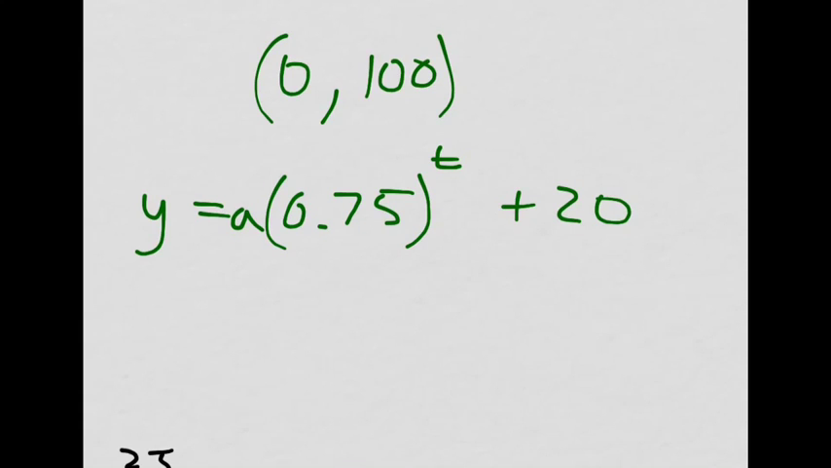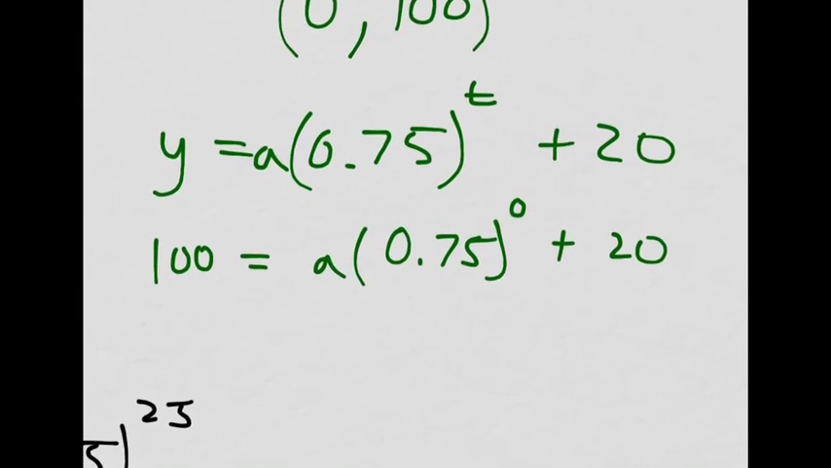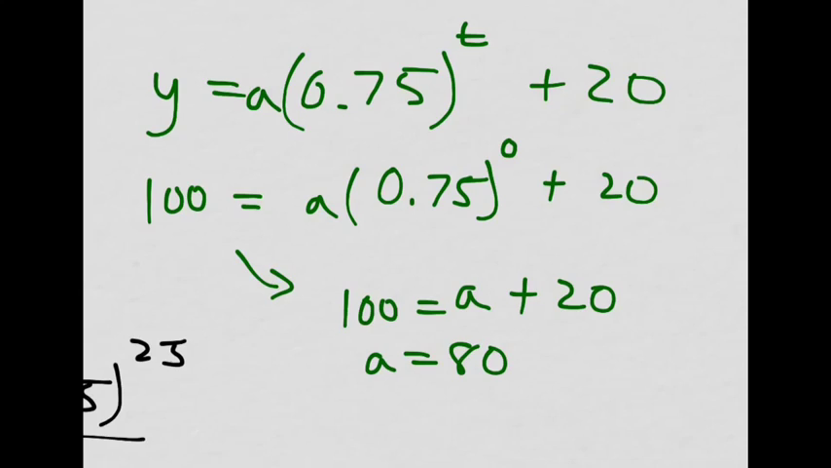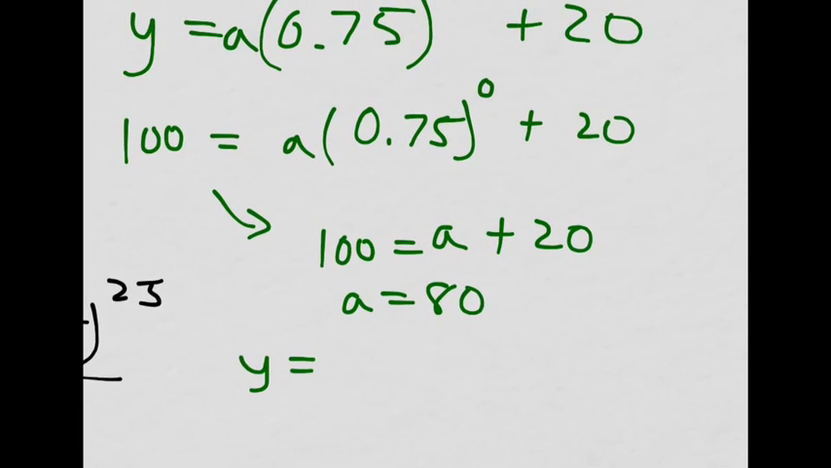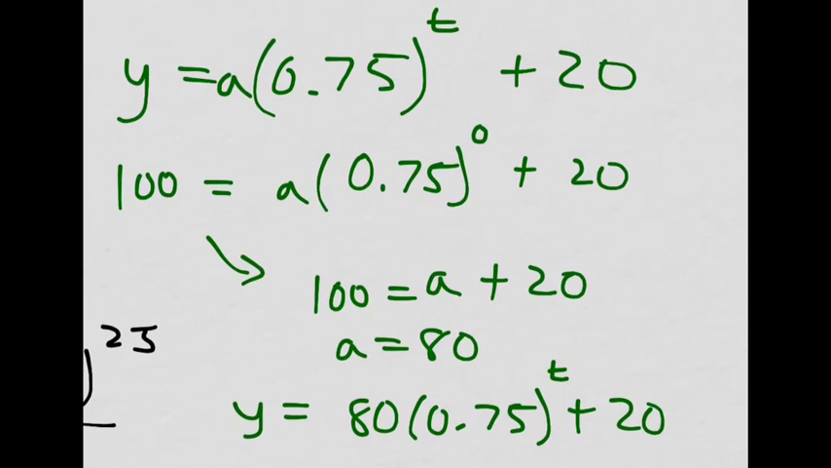So that's 100 for y. A is going to stay there. I'm going to solve for it in a moment. 0 for t plus 20. This is going to be really easy to solve. With me? Okay. So 100 equals a times all of this to the power of 0. What is that? One, right? So I'm just left with a plus 20, so A is 80. So now we've got y equals 80 times 0.75 to the, sorry, T over 5, plus 20. That wouldn't change any of our calculations because 0 over 5 is still 0.